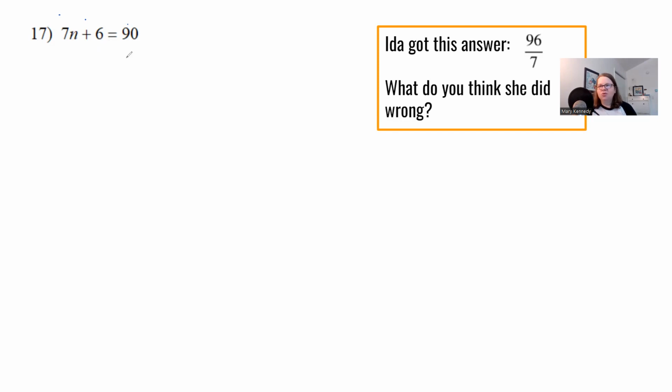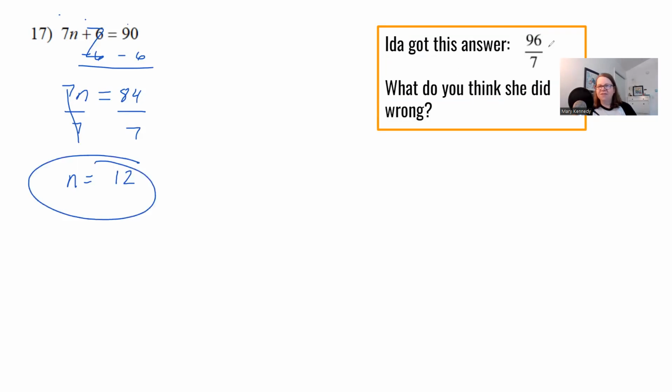So when we look at this, it's a two-step equation. I know I'm going to add or subtract on the side where the variable is. So it's got an n over here, and what's being added is the +6. So I want to do the opposite. I want to subtract 6 and get 7n. That becomes 0, and 90 minus 6 is 84. And then it's a one-step equation. I just want to divide by 7 because that's the opposite of 7 times n. And so I get 84 divided by 7, which is 12. Very different answer than 96/7.